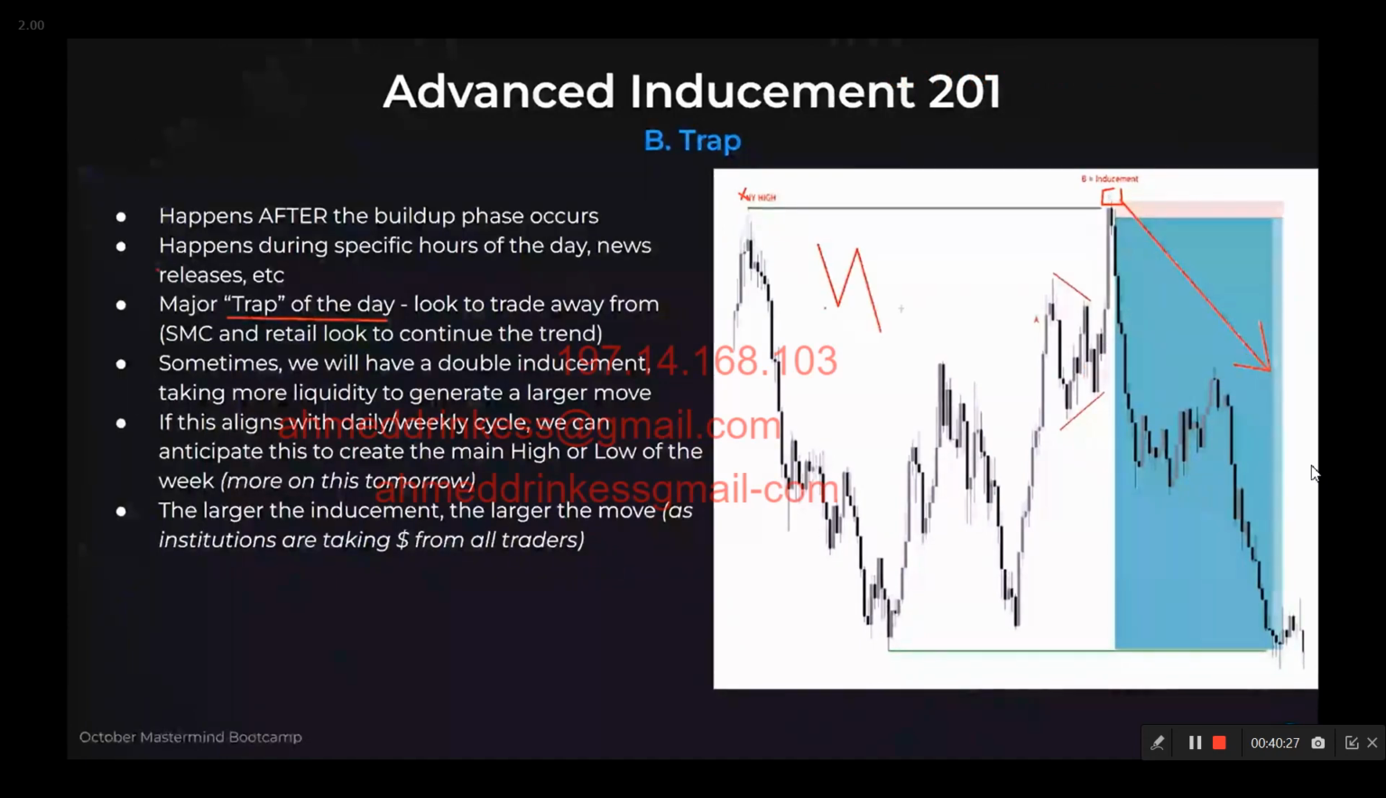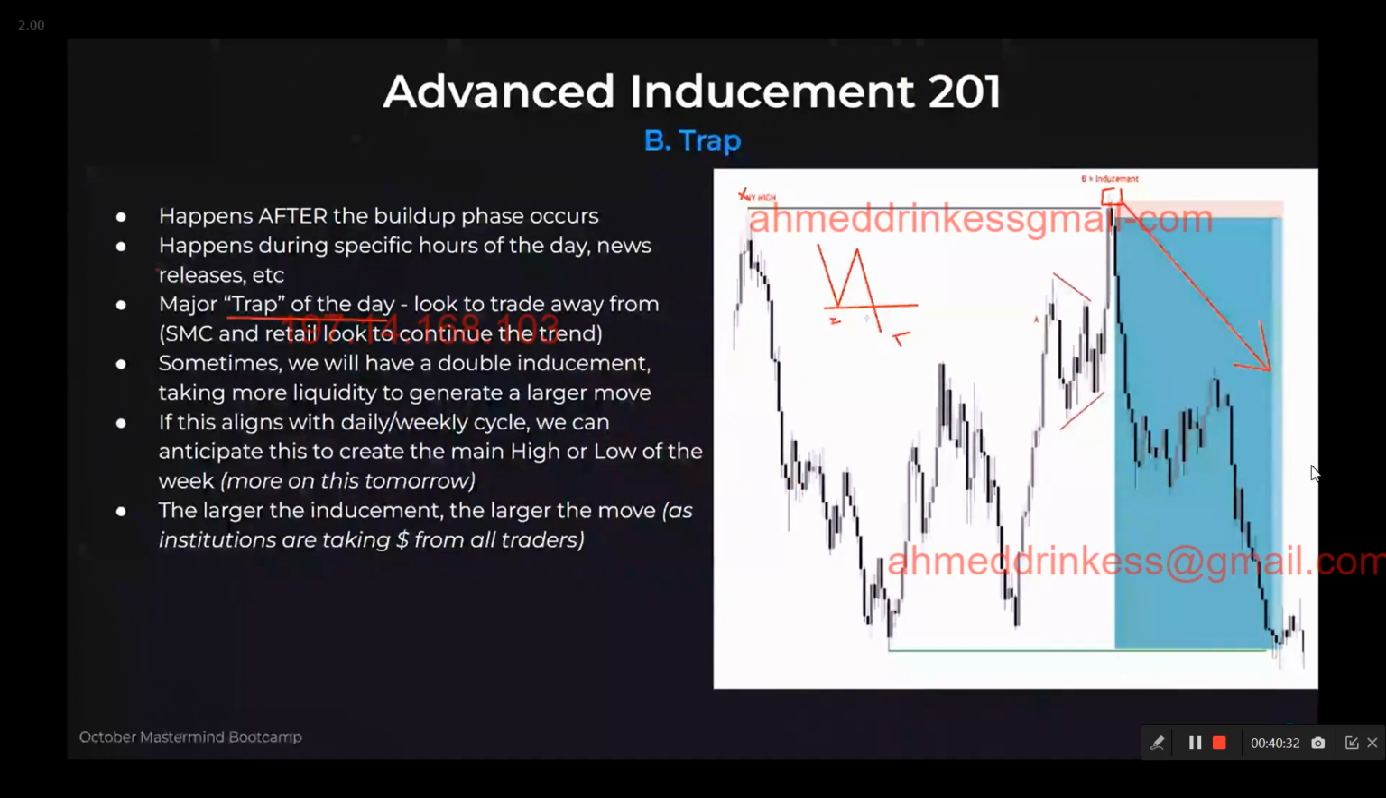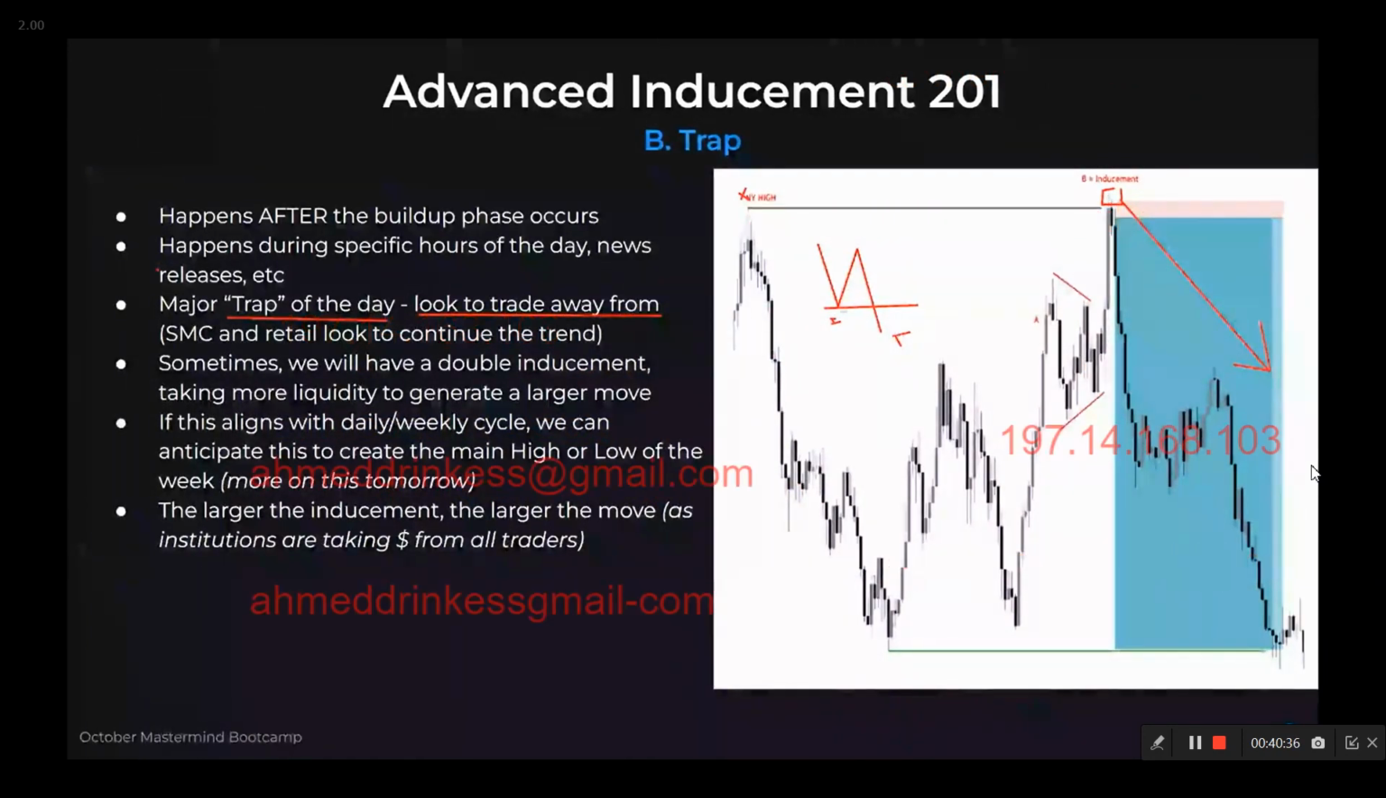If you're looking at something like this, and this is your inducement, and this is your trap, where are we going to be looking to trade if this is our inducement and this is our trap? Where are we going to be trading now after the inducement, right? Yes, TJ, yes, Sean, right? Trade away from the trap. So after the inducement is collected, you trade away from the trap.